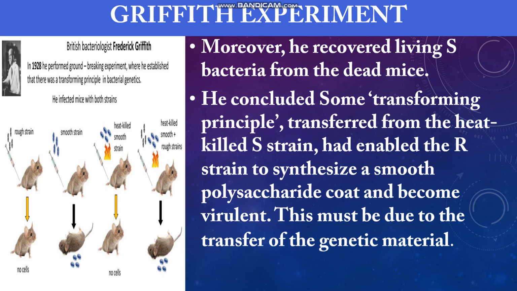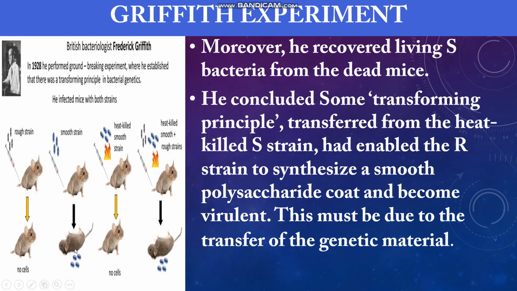Now how did Griffith perform his experiments? He infected mice with both strains of Streptococcus pneumoniae, and he conducted the experiment in different steps. In the first step here you can see he injected the rough strain of bacteria into the mice. You know rough strain is non-virulent or non-pathogenic. As a result, the mice survives. In the next step of his experiment, he injected the smooth strain into the mice. Smooth strain is pathogenic or virulent.